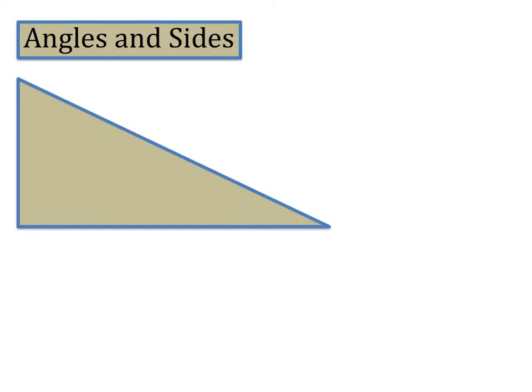Let's examine the relationships between the angles and sides of a triangle. Here I have a 90-degree angle. Let's say that this angle is about 60 degrees, and let's say this angle is 30 degrees. I'll leave my side lengths unknown. I'll say that this is side A, this is side B, and this is side C.